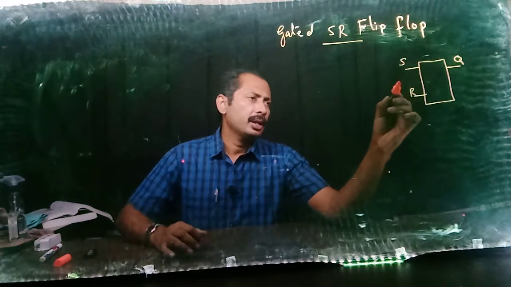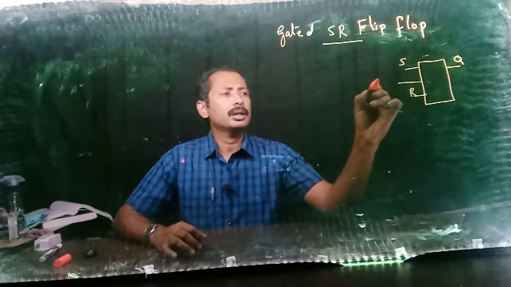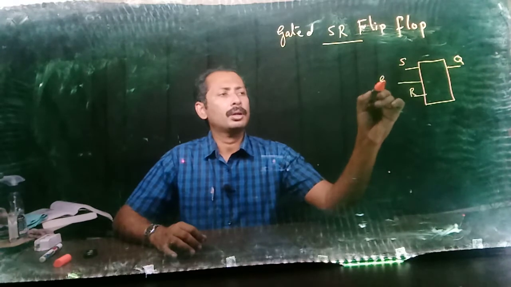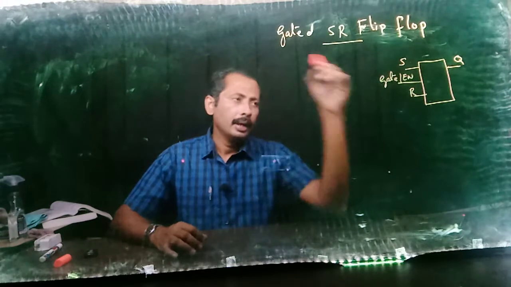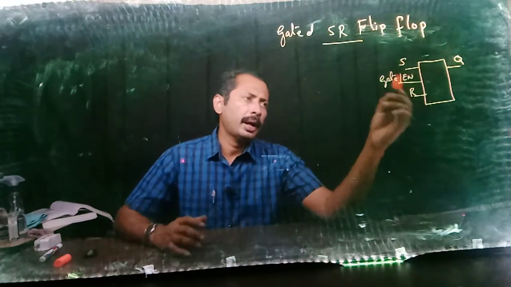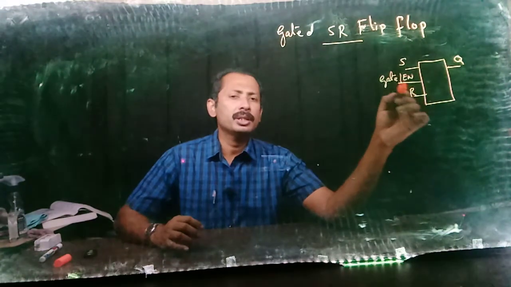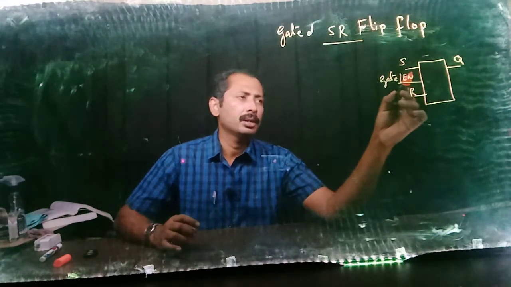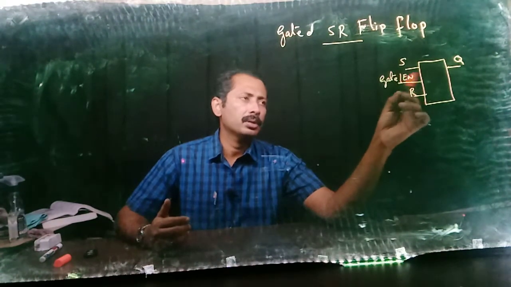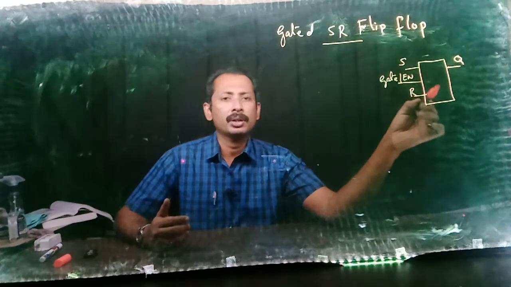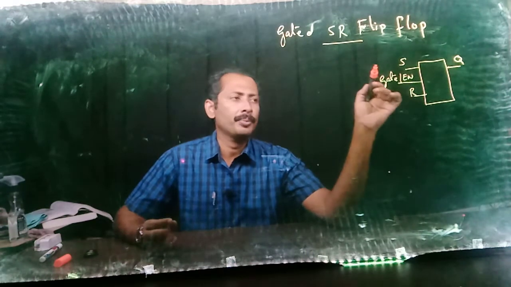If I am arranging an extra input like this, and this input is called gate or enable, and if this enable is active, then only this circuit works. So we are arranging logic gates in such a way that if this enable is active, then only this SR flip-flop works. This type of arrangement is called a gated SR flip-flop.